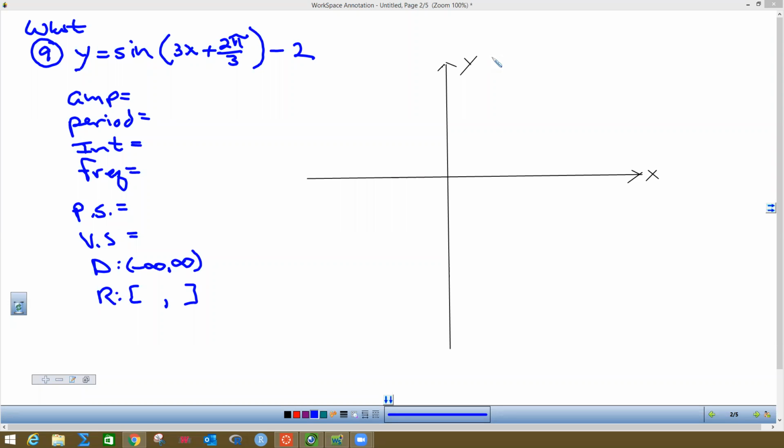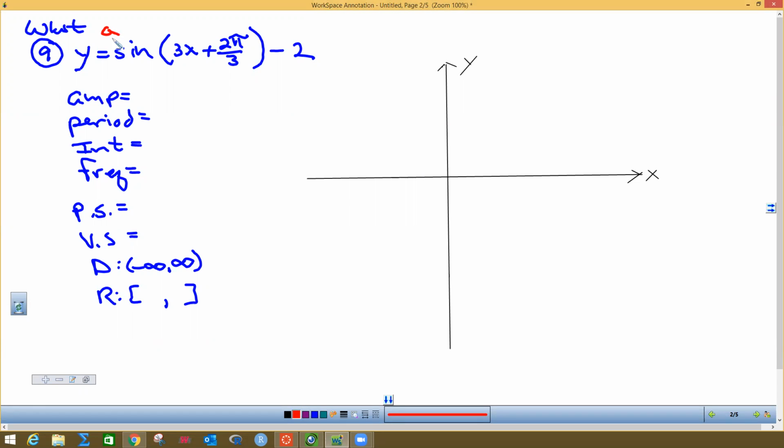All right, so this is number 9 from the worksheet. That's going to be due next week on Monday, Tuesday, depending on which class you're in. We're going to go through it real quick, and if you have any questions or something you're not sure where it comes from, you've got to let me know.